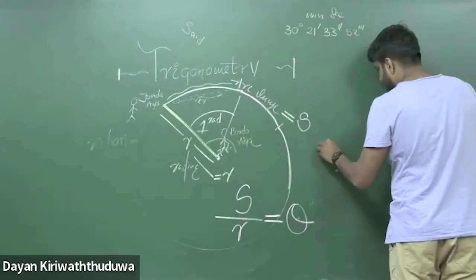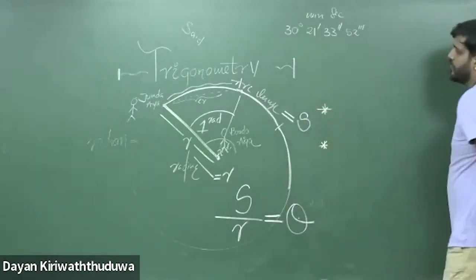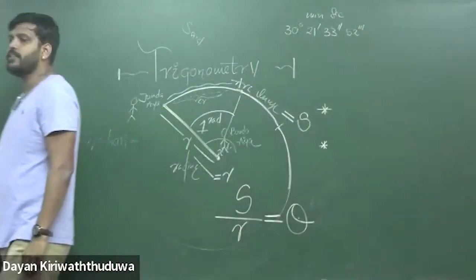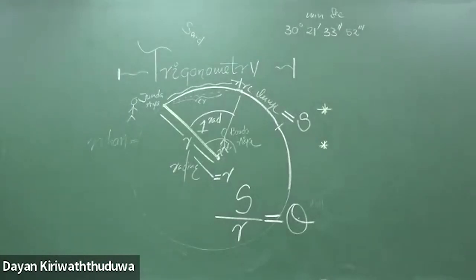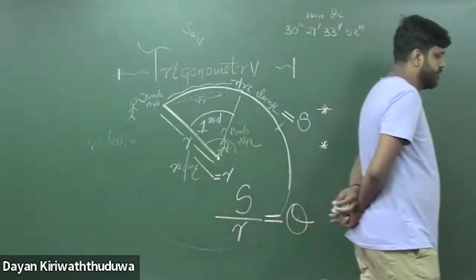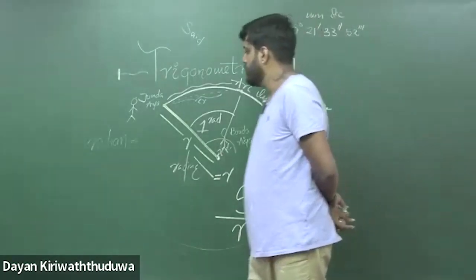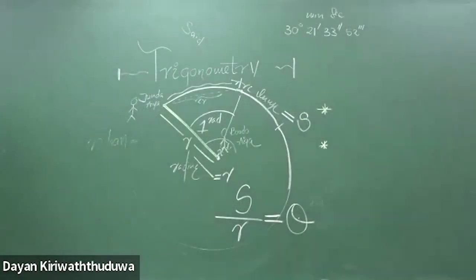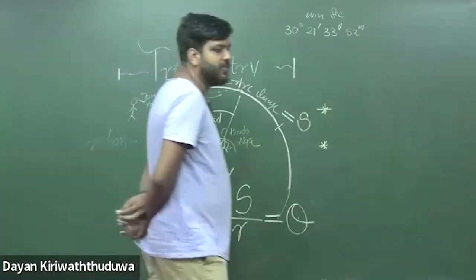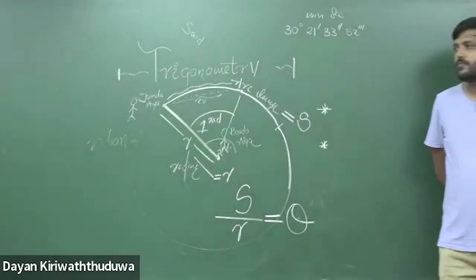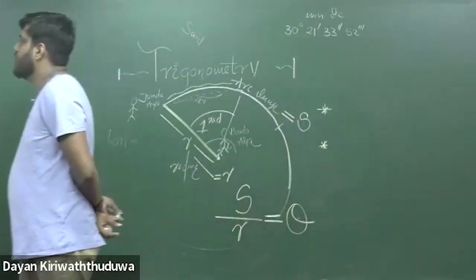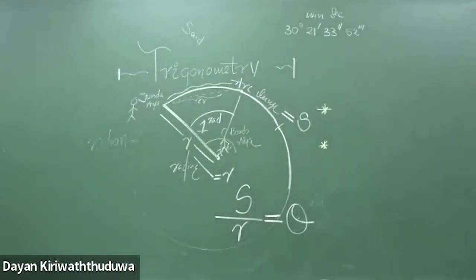Here's the second point. So that's the first point. So now comes the second point, such that any circular arc length over its radius defines the angle subtended by that particular angle in radians.